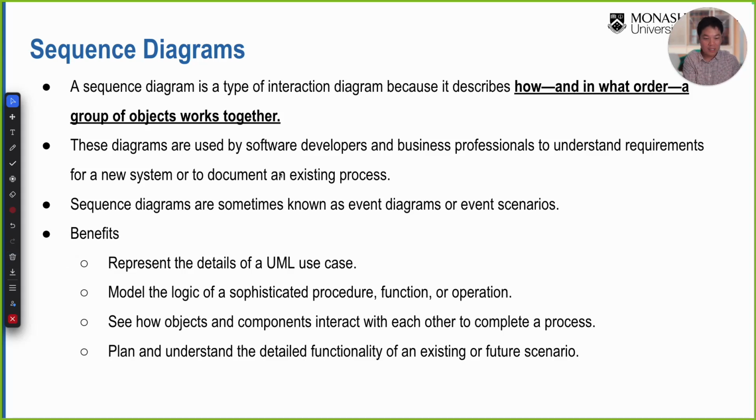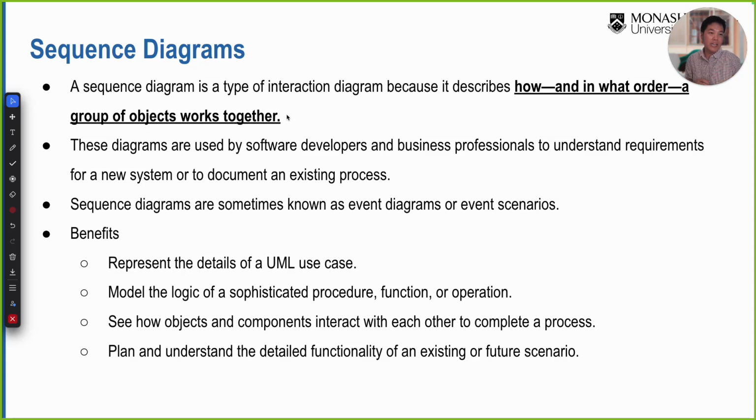Okay, next. This is probably the last diagram of today, the sequence diagram. A sequence diagram is a type of interaction diagram because it describes how and in what order a group of objects work together in a sequence, in time order. These diagrams are used by software developers and business professionals to understand the requirements for a new system and to document existing processes as well.